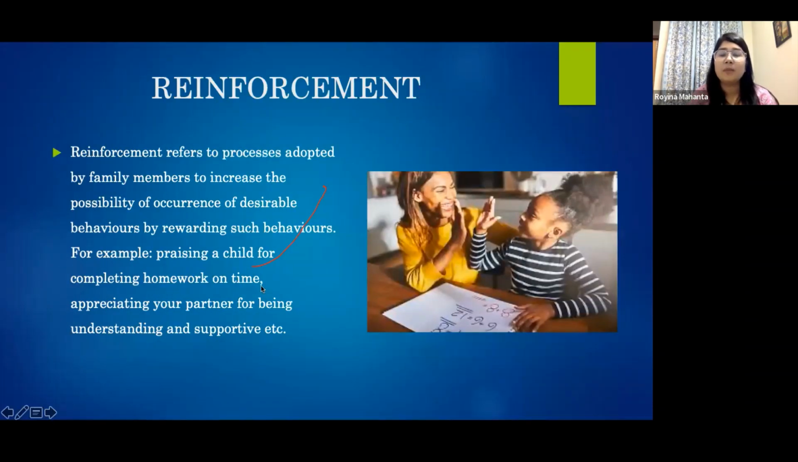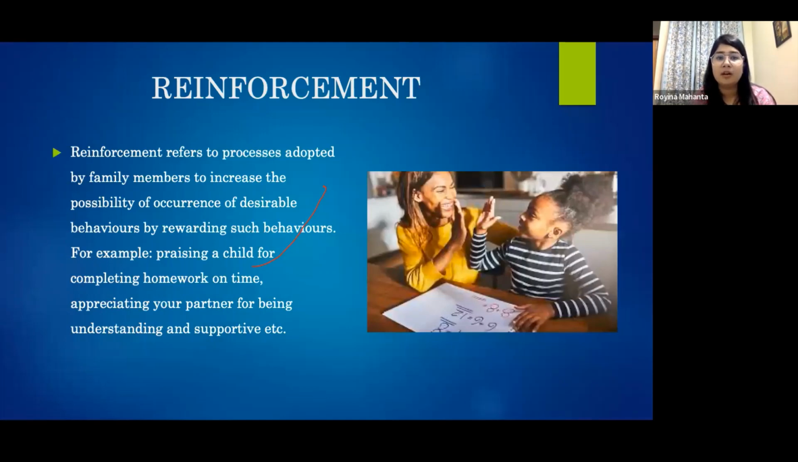After this, we'll be talking about reinforcement. I think most of us, all of you must be familiar with the term reinforcement. So reinforcement basically refers to processes adopted by family members to increase the possibility of occurrence of desirable behaviors by rewarding such behaviors. So we use behavioral interventions. Within behavioral interventions, reinforcement is one of the key things that is used in family therapy.